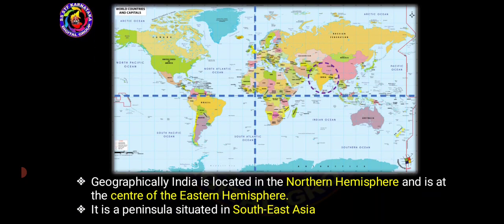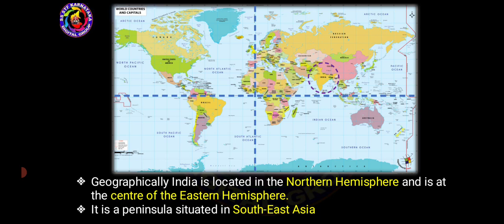So, children, as you all know, when you see the world map, you can see how the surface of the earth is divided into northern hemisphere and southern hemisphere. India is in the northern hemisphere, and it is at the center of the eastern hemisphere. It is a peninsula in Southeast Asia. Why is it called a peninsula? Because it is surrounded by water on three sides and land on one side.